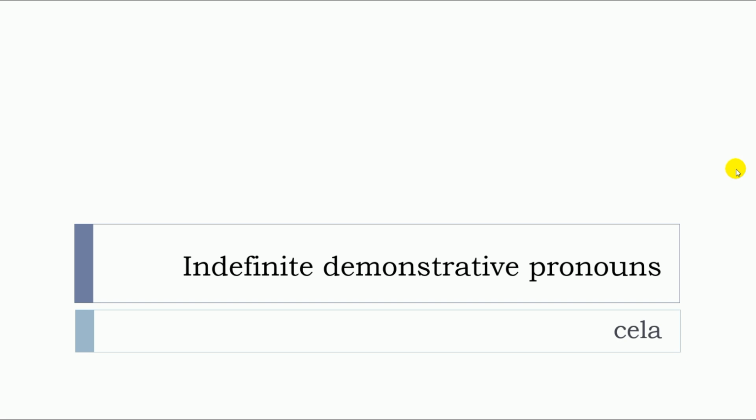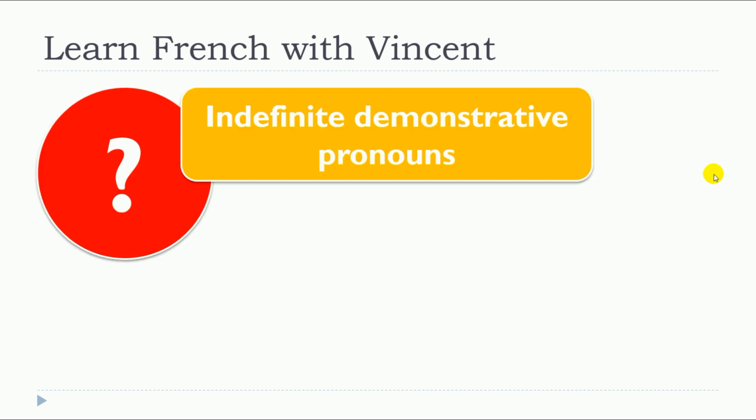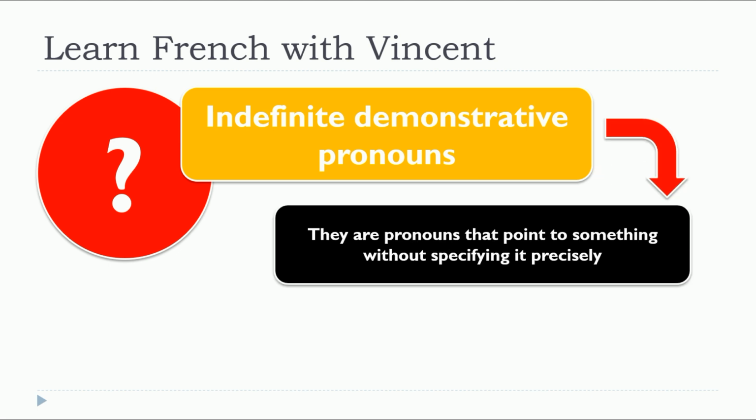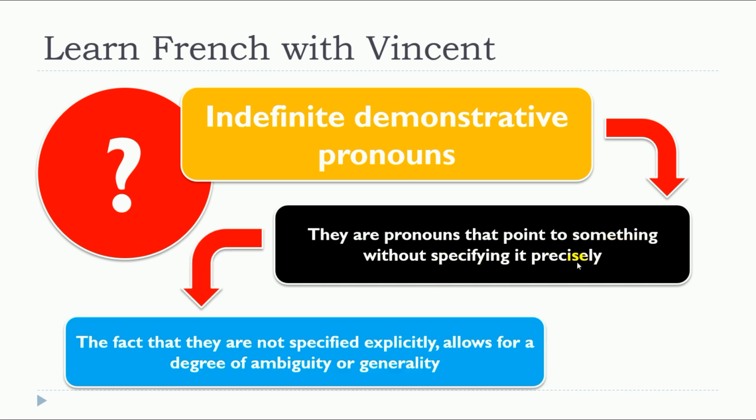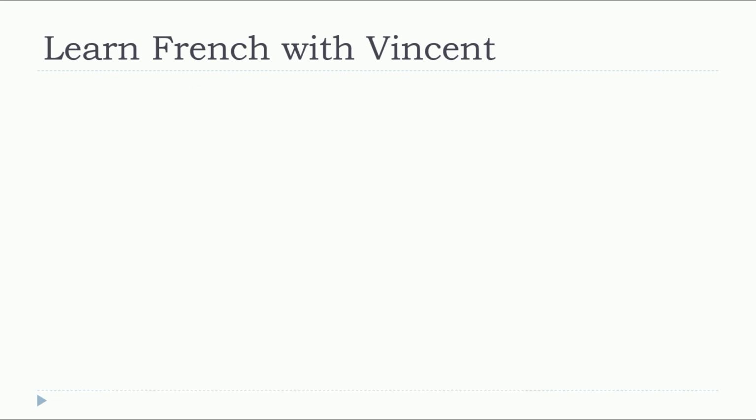In this lesson, we will see together indefinite demonstrative pronouns, and more precisely the pronoun cela. So what are the indefinite demonstrative pronouns? Well, we'll make it short, but the two important things are that they are pronouns that point to something without specifying it precisely, and that the fact that they are not specified explicitly allows for a degree of ambiguity or generality. So this is the reason why you can hear them quite often.